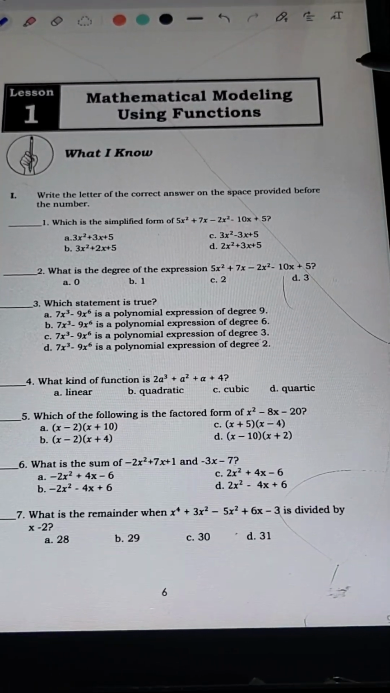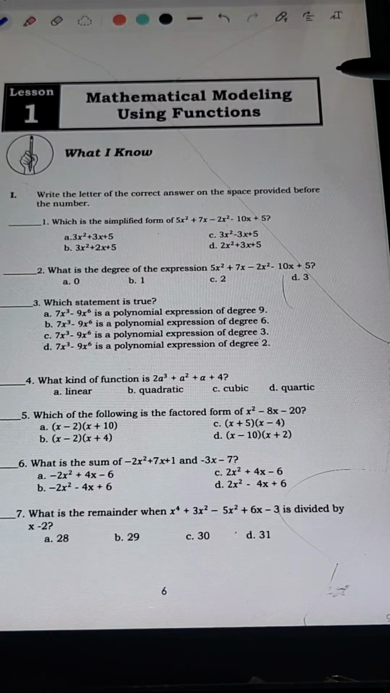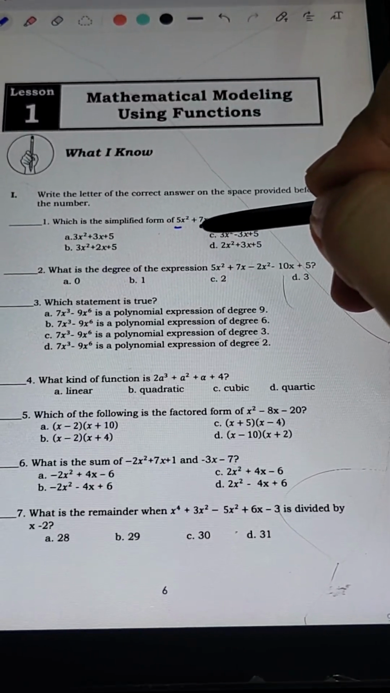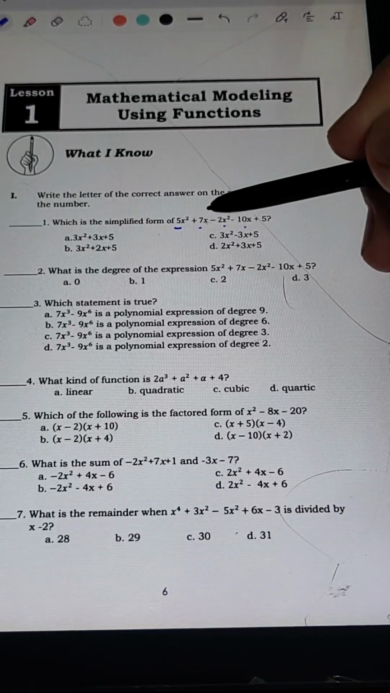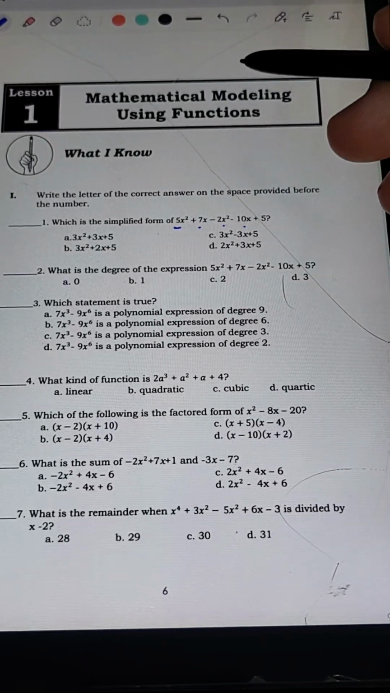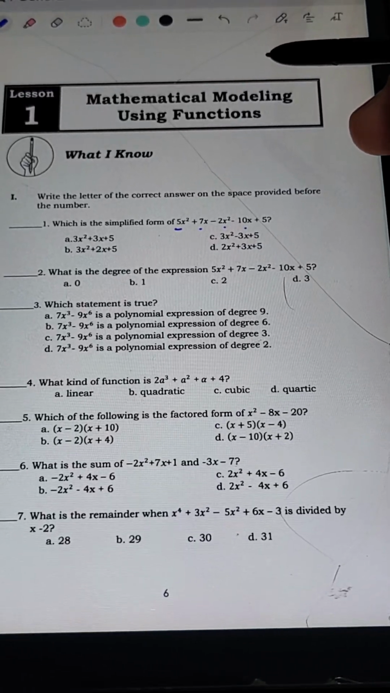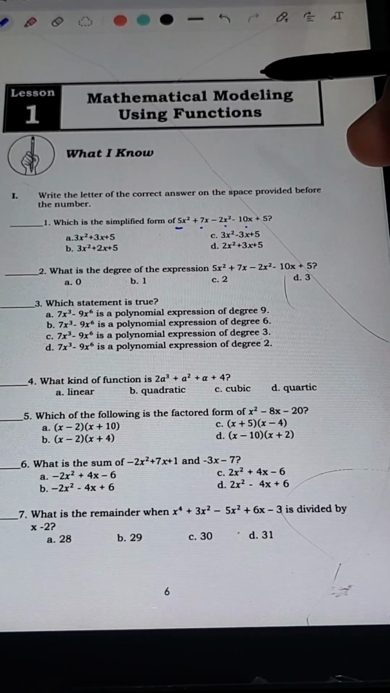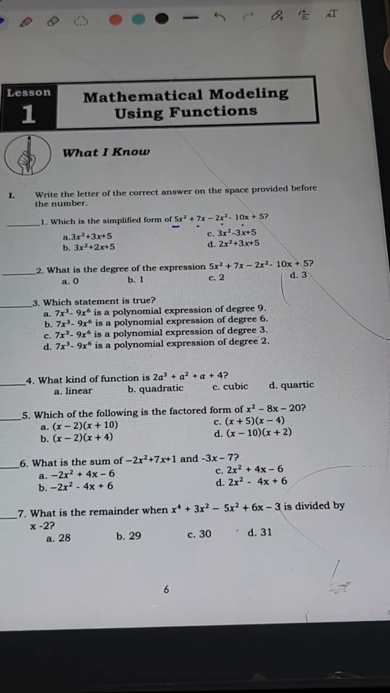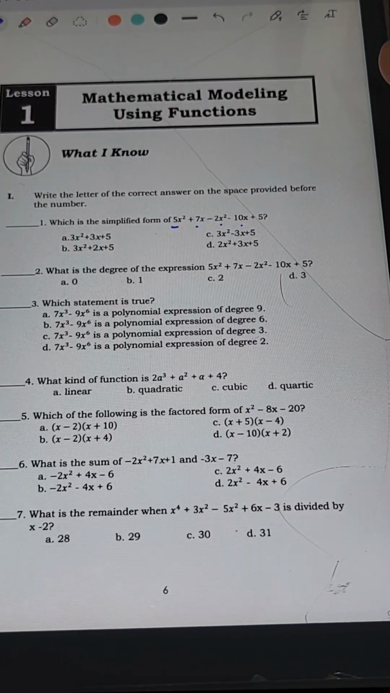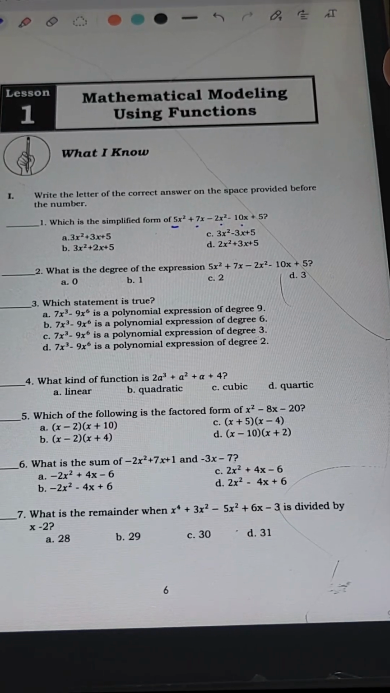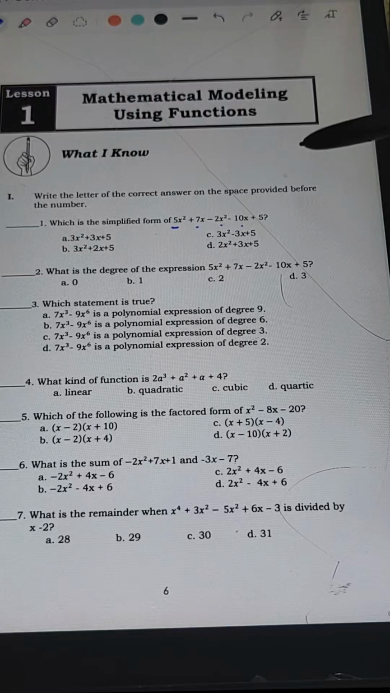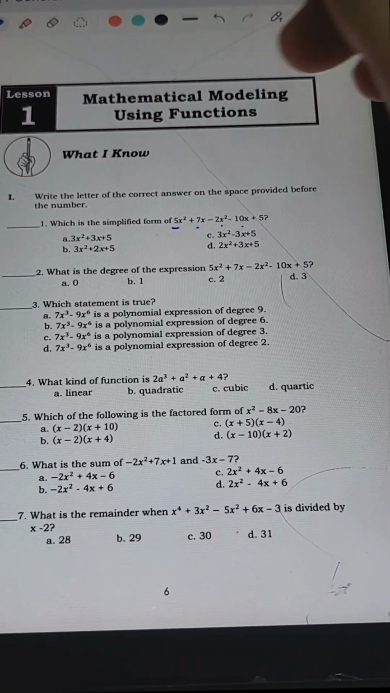Simplified form of 5x squared plus 7x minus 2x squared minus 10x plus 5. If you notice, we have 1, 2, 3, 4, and 5 terms here. Terms are separated by plus and minus signs. Now, when we say combine terms, we need terms with the same degree. We cannot combine x and x squared. We cannot also combine x squared to x cubed. And we cannot also combine a term with a variable to a term with no variable. Okay, so let's try to solve.